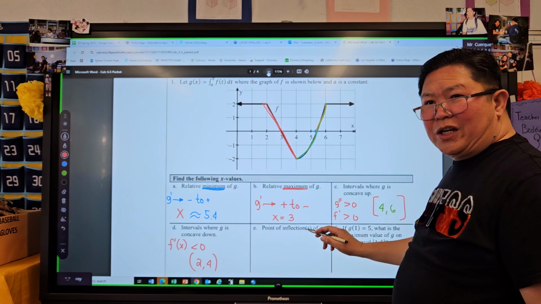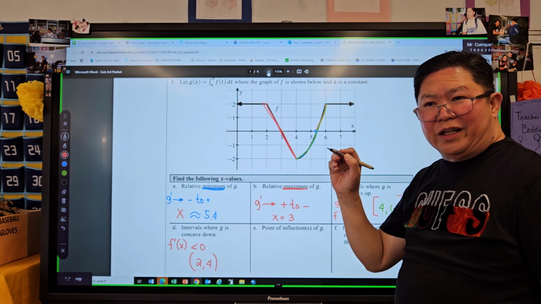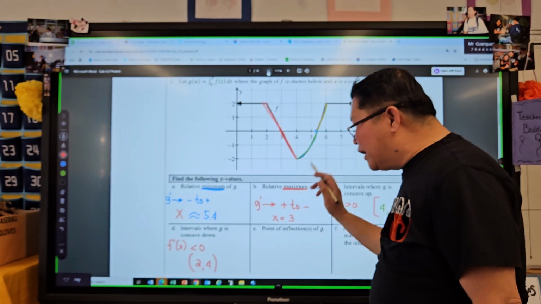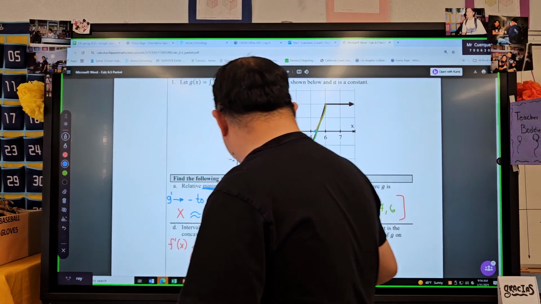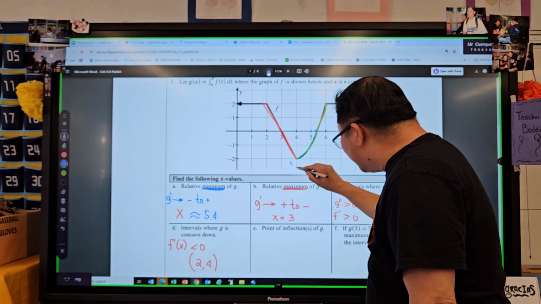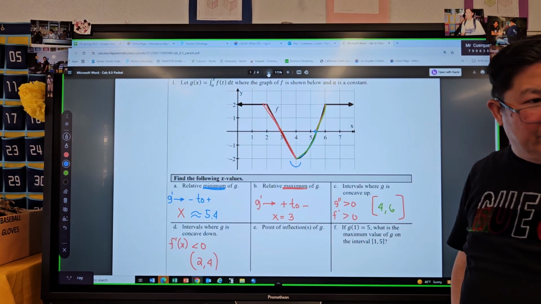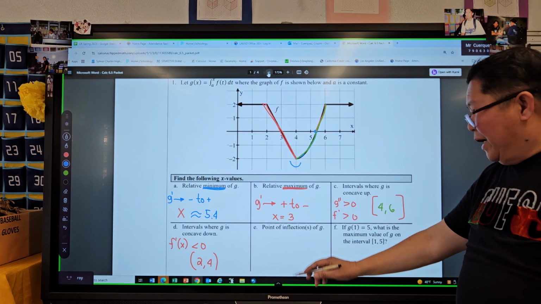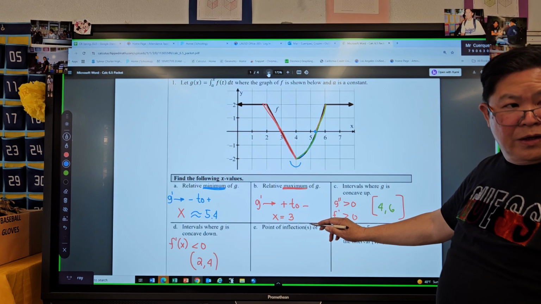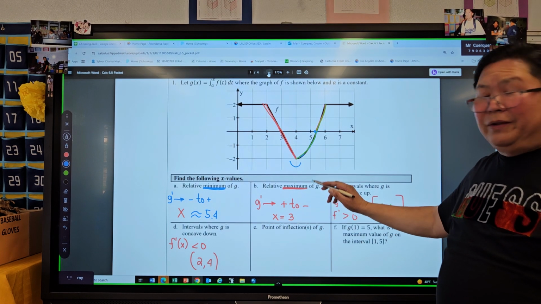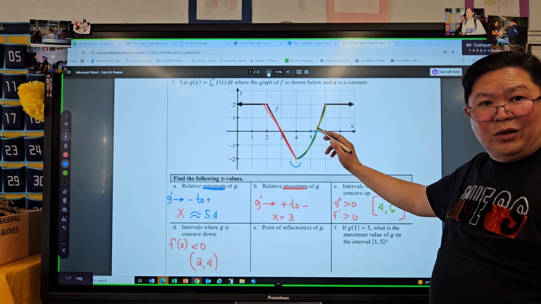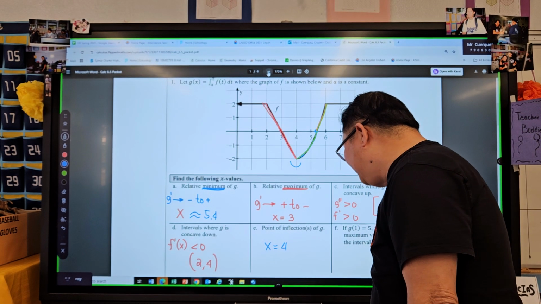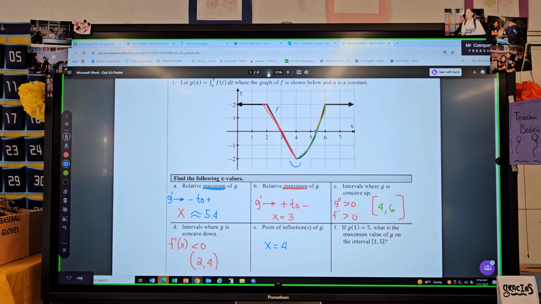The point of inflection is where the sign changes. Look at this one. This is the catch, guys. Does the sign change here from negative to positive? So it must be at the value of x equals 4. The point of inflection is at x equals 4. It's also F prime. Oh, 4, yeah, that's true.